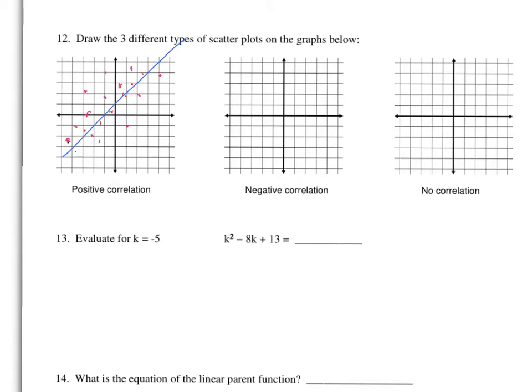For a negative correlation, we're going to see a trend of dots that are moving in a downward overall direction. This would be a negative correlation. No correlation, we're just going to see dots randomly on the board that have no general direction to them. They're not going in a positive direction, they're not going in a negative direction. They're just kind of all over the place. We call that no correlation.